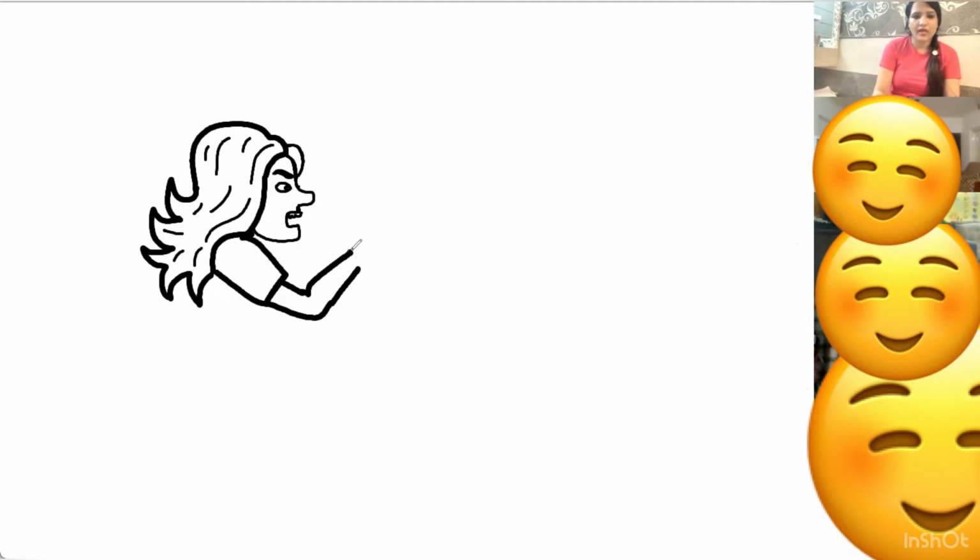So why is she angry? She is pointing out her finger also. One finger is out, rest of her fingers are closed, and this is her hand. Now what do you think? What is coming to your mind? Share your ideas with me. What comes to your mind?